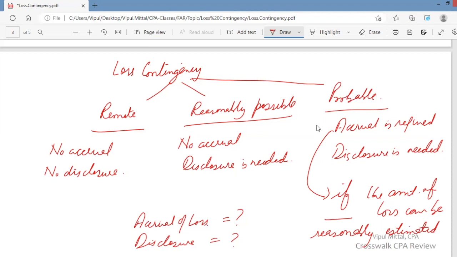When we talk about accounting and reporting for loss contingencies, you see the classification, you need to see the probability of occurrence. So if it is remote, no accrual, no disclosure. If it is reasonably possible, no accrual, but yes, disclosure is needed. And if it is probable, disclosure is needed and accrual is required only if the amount of loss can be reasonably estimated.